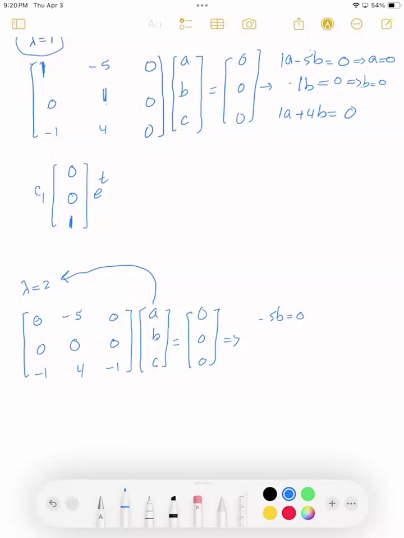So if minus 5B is equal to 0, then from the last equation, I have minus A plus 4B minus C is equal to 0. Because this implies B is 0, when we substitute 0 for B, we get minus A minus C is equal to 0. That means A is equal to negative C.